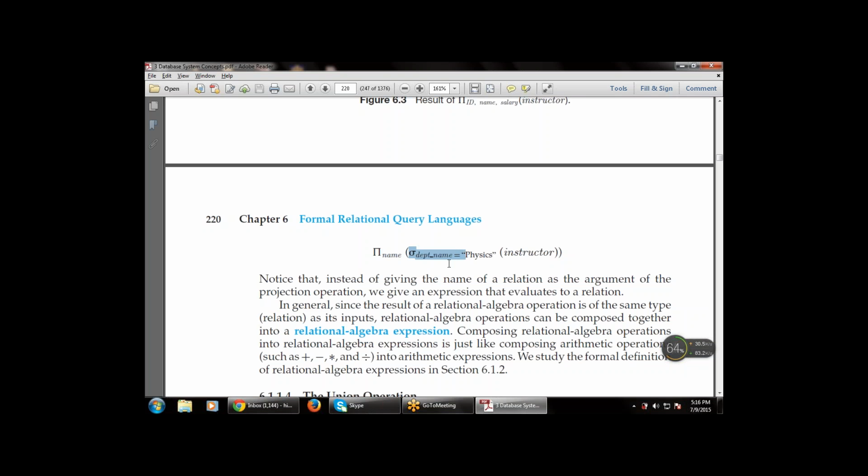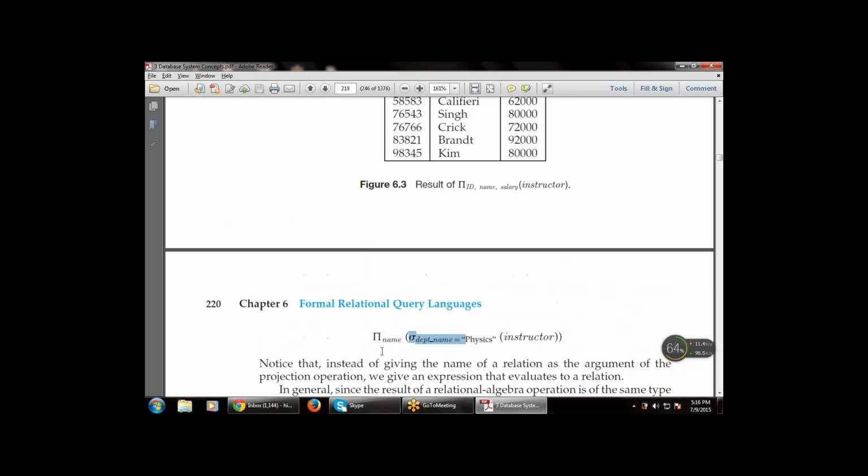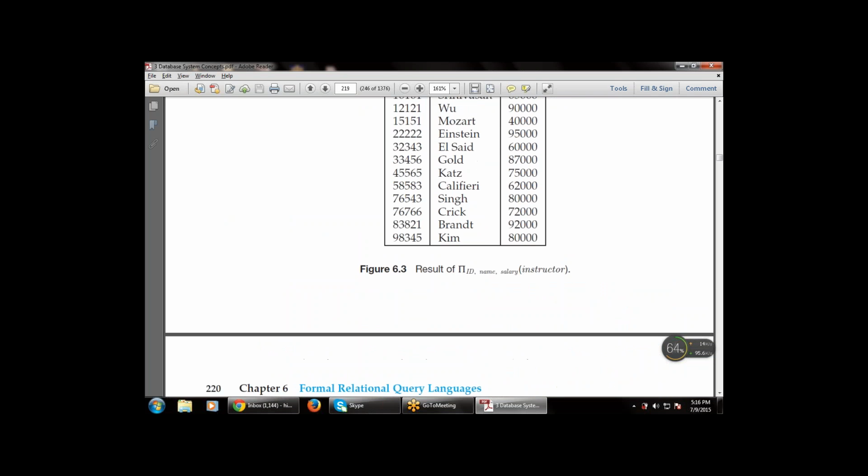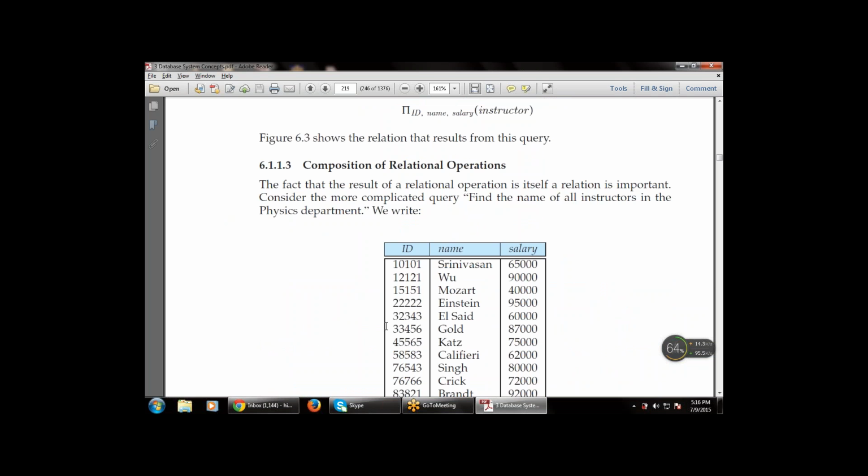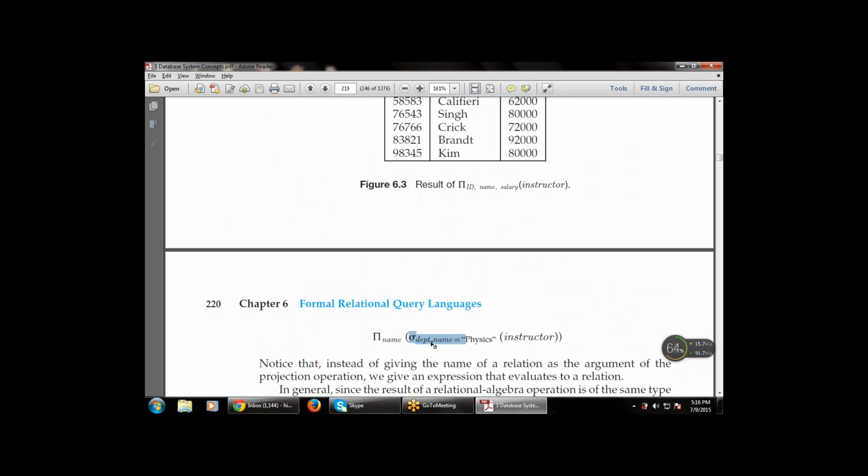First of all, finding the names, whatever we want to find, is given by the project operation. Then select means applying the condition, that is, department name equals physics, from the instructor table. So sigma department name equals physics, and the relation used is instructor. And the pi with name is the project operation.